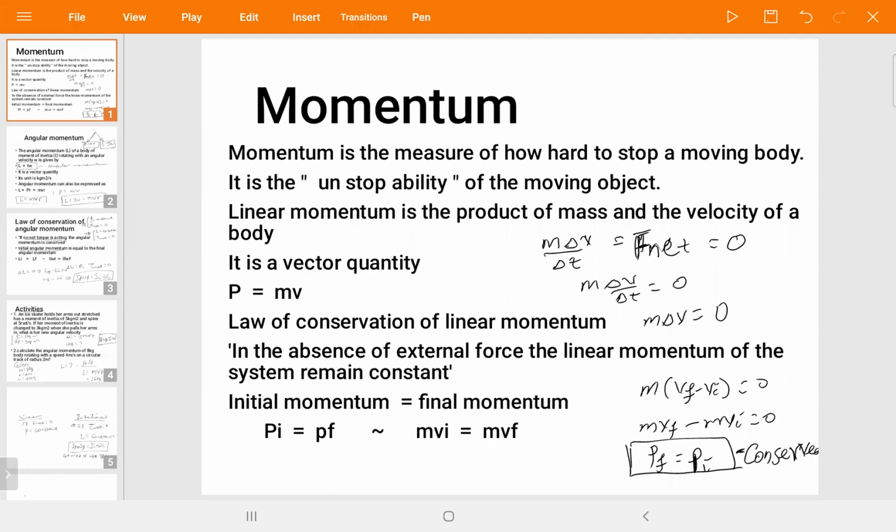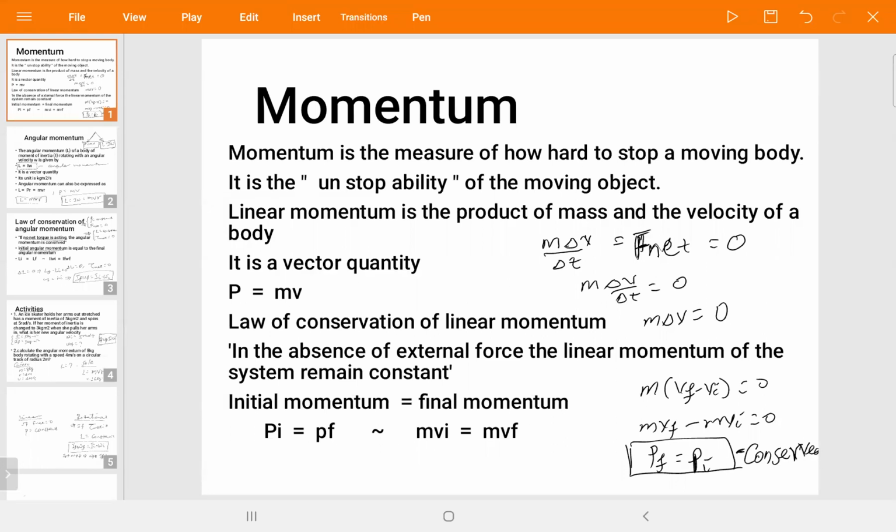When we say linear momentum, it is the momentum of a body moving on a straight line. Then there is a linear speed, and the product of mass and speed gives the linear momentum. And as there is the law of conservation of linear momentum, if there is no net force acting on a body, then the linear momentum remains constant.